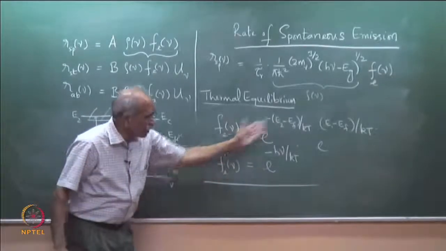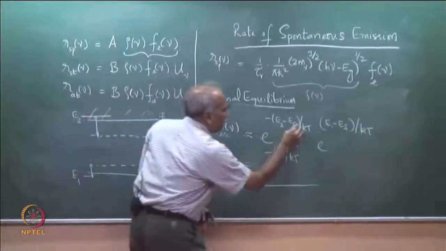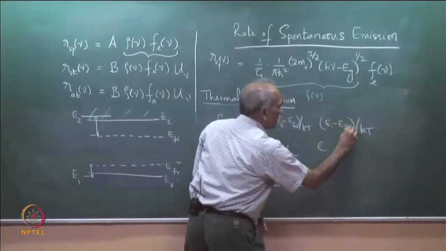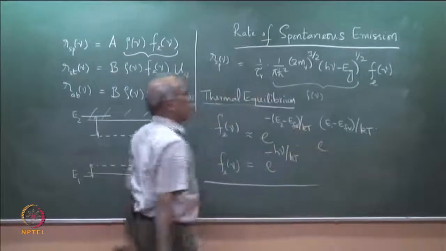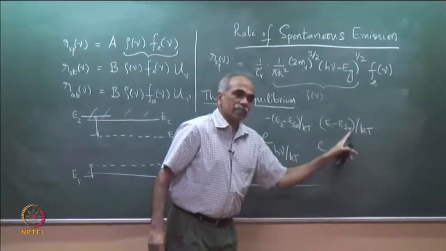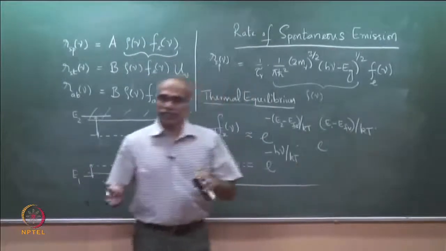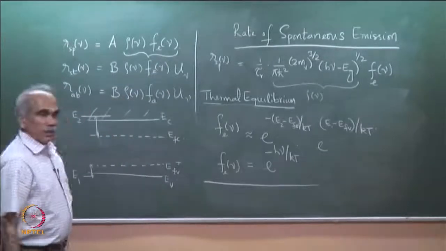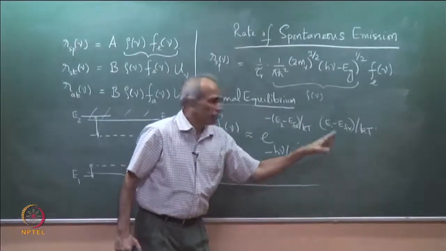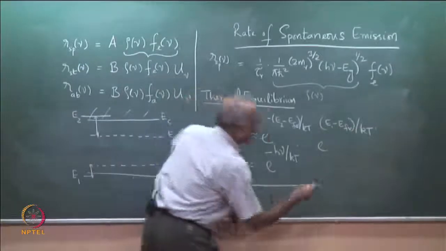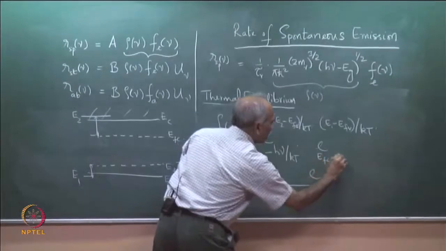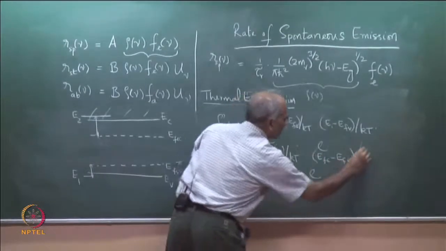So, what difference in this expression will come? In this we will have EFC and here we have EFV, that is the only difference. EFC, E2 minus EFC by kT, and E1 minus EFV by kT. Please write this expression again. What do we then have? Earlier EF was, they cancelled each other. Now we have this multiplied by e to the power EFC minus EFV by kT.